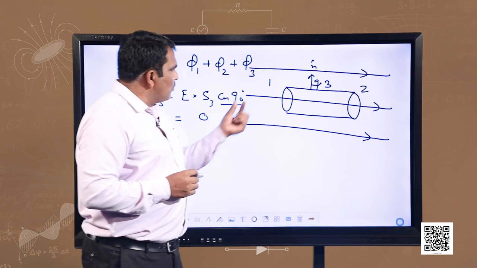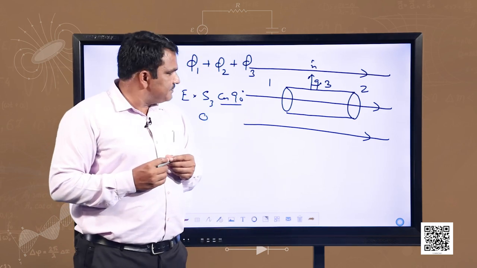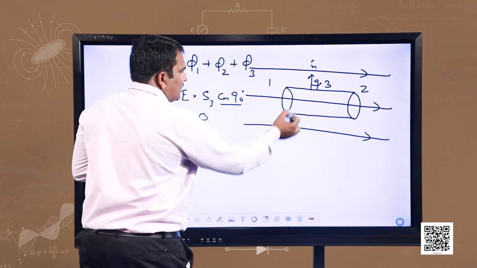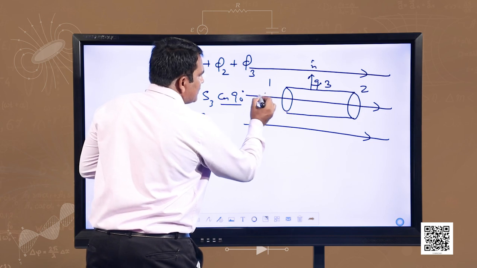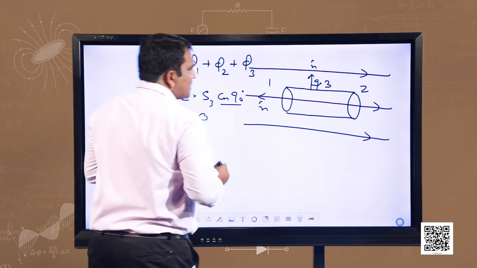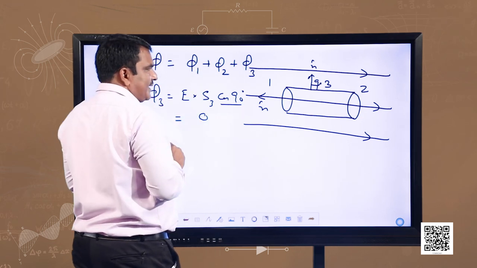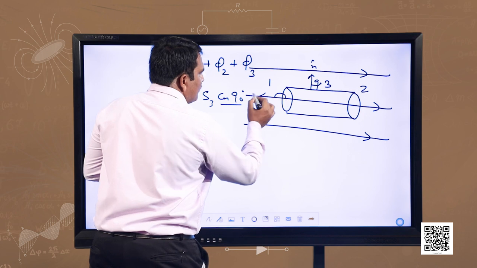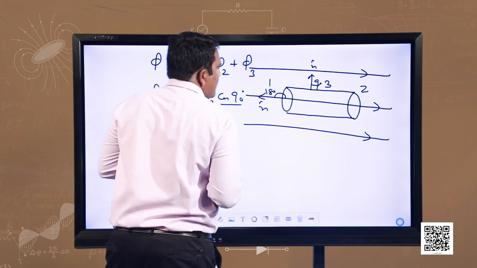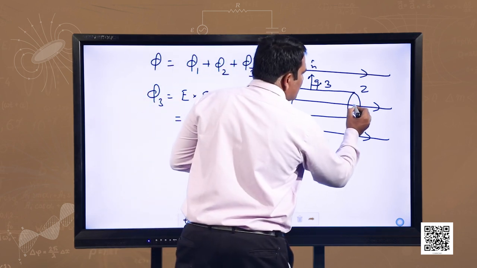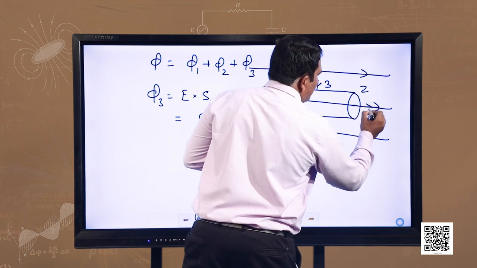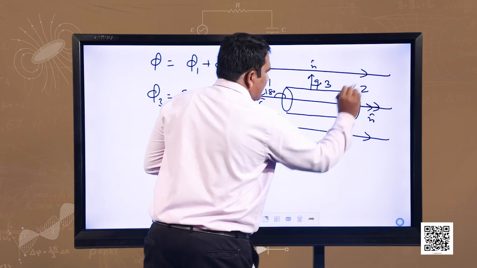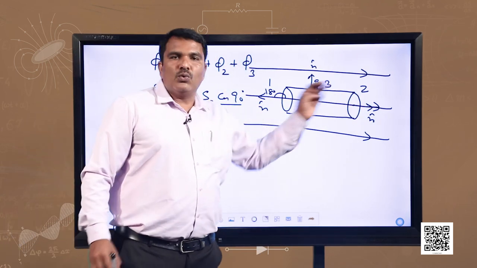Now, if you look at surface 1, the outward normal to surface 1 is towards the left, that is in a direction opposite to the direction of electric field. So, the angle between electric field and normal for surface 1 is 180 degrees, and for surface 2, outward normal is in the direction of electric field, and the angle between electric field and normal is 0 degrees for surface 2.